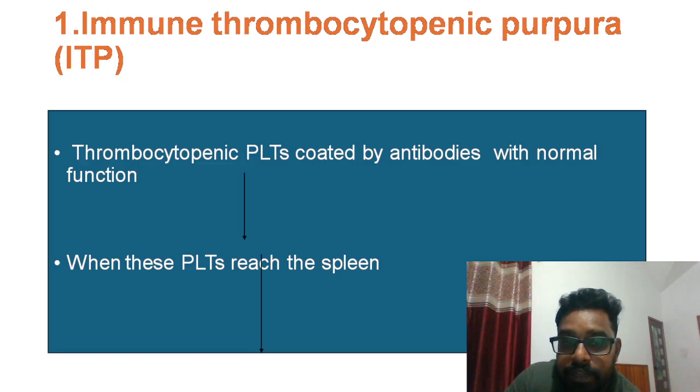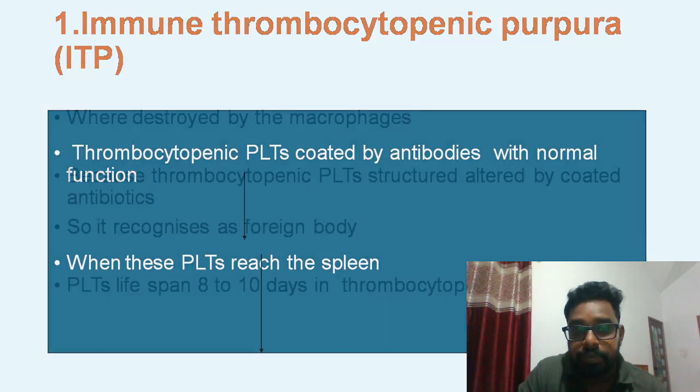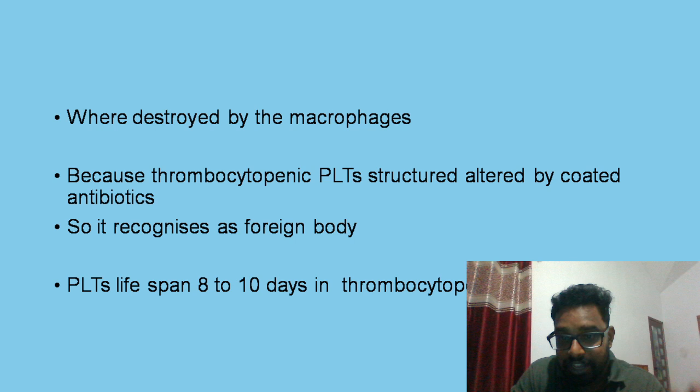thrombocytopenic purpura ആണ്. So normally the platelets are coated by the antibodies with normal function, but when these platelets go to the spleen where macrophages are there, they will be destroyed by the macrophages, because the platelet structure is altered by the coated antibodies.